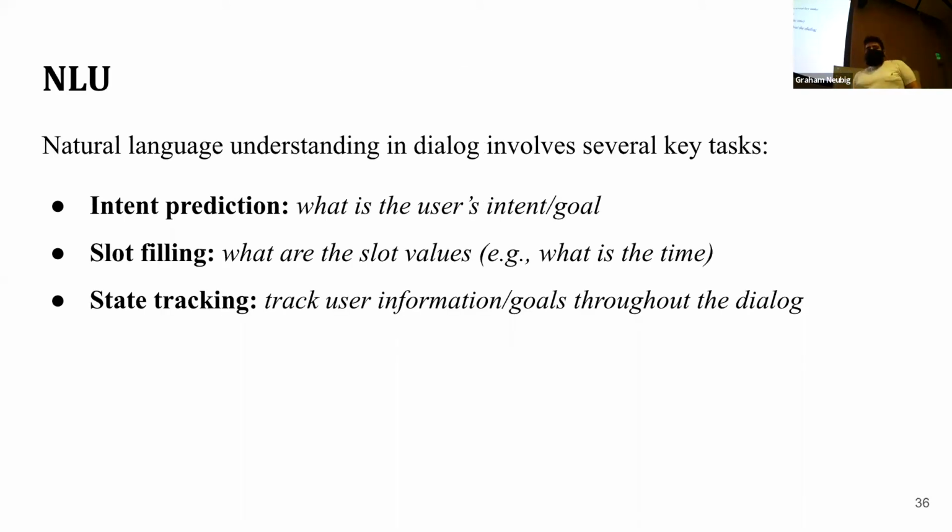Okay, so we talked about response generation. The next thing we're going to briefly discuss is natural language understanding in dialogue. There are several key tasks: intent prediction, which is asking the question of what is the user's intent or their goal; slot filling, what are the slot values, like did the user provide a time, did they provide a neighborhood, did they provide a date; and state tracking, which is tracking the user's information or goals throughout the dialogue.